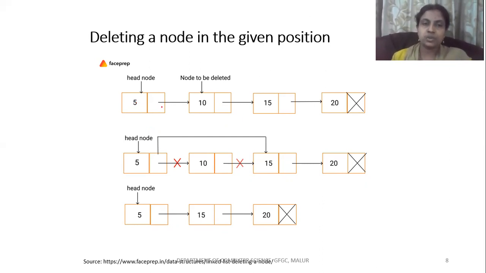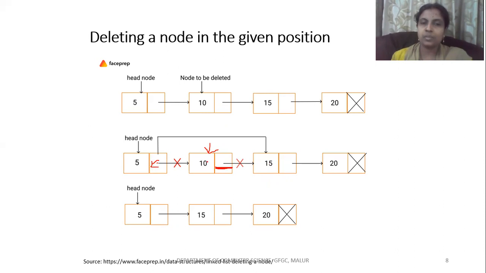See, we have nodes which store 5, 10, 15, 20. We need to delete the node 10, the node which is carrying the data 10. So what you need to do is use one pointer variable and come to that particular position. Once you have reached here, the next node address will be here, correct? Take the address and put it in the previous node.